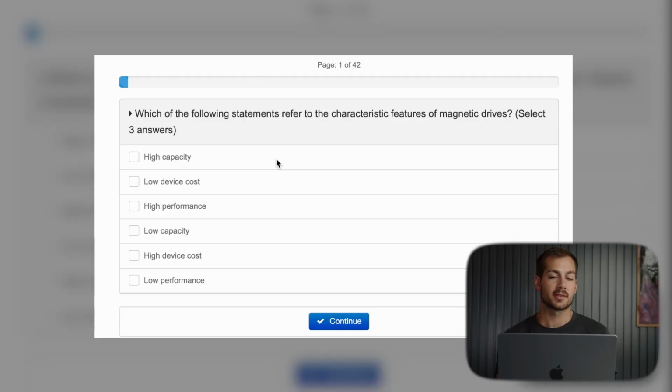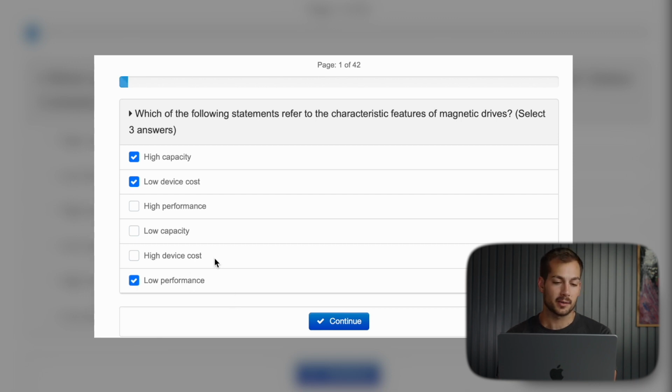All right, so I've just started the storage devices quiz. And our first question says, which of the following statements refer to the characteristic features of magnetic drives? Now, magnetic drives may also be referred to as hard drives. So here we're looking for components of a hard disk drive. So we could potentially have high capacity. Again, we're looking for three answers. We could have low device cost. We could have low performance.